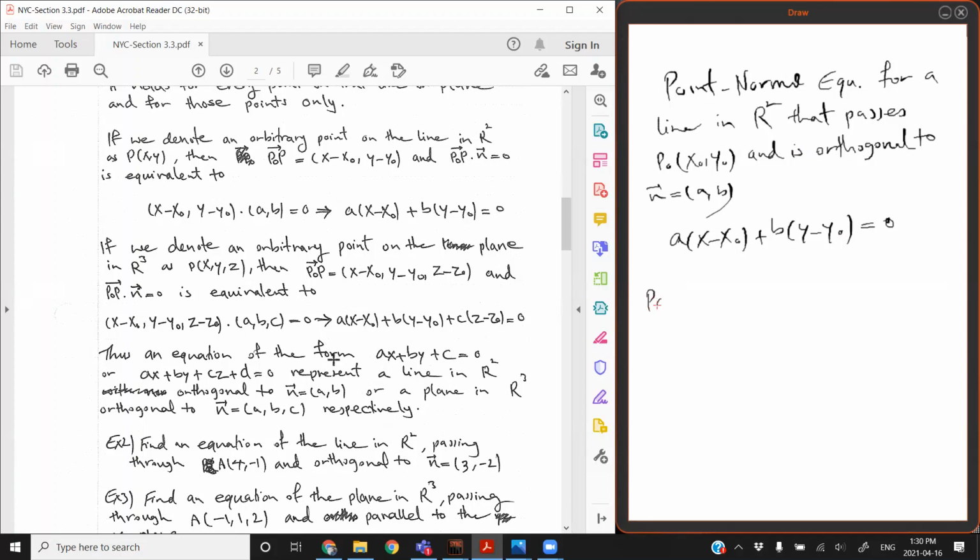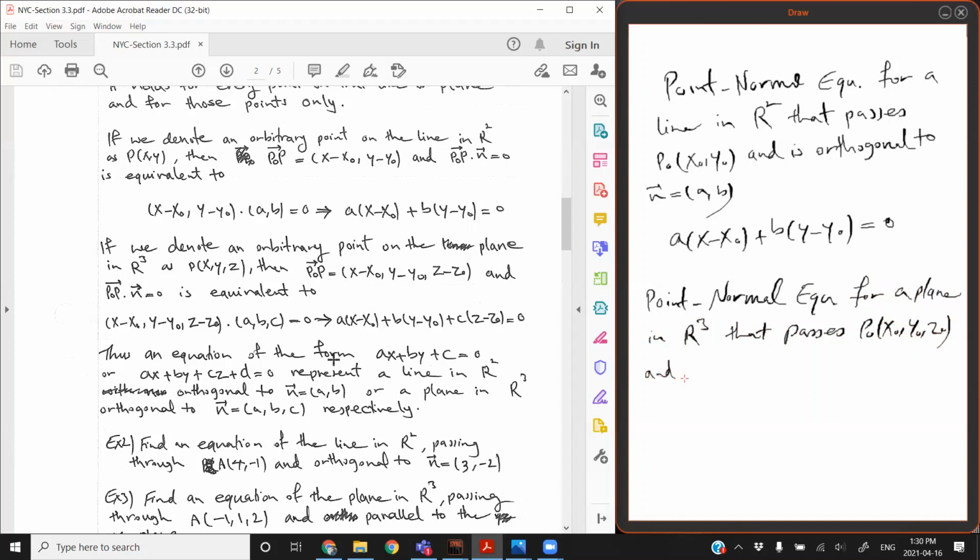So I can say point normal equation for a plane in R3 that passes the point P0 (x0, y0, z0), and is orthogonal to the vector n = (a, b, c), is going to be like this. a times (x minus x0) plus b times (y minus y0) plus c times (z minus z0) is equal to 0.